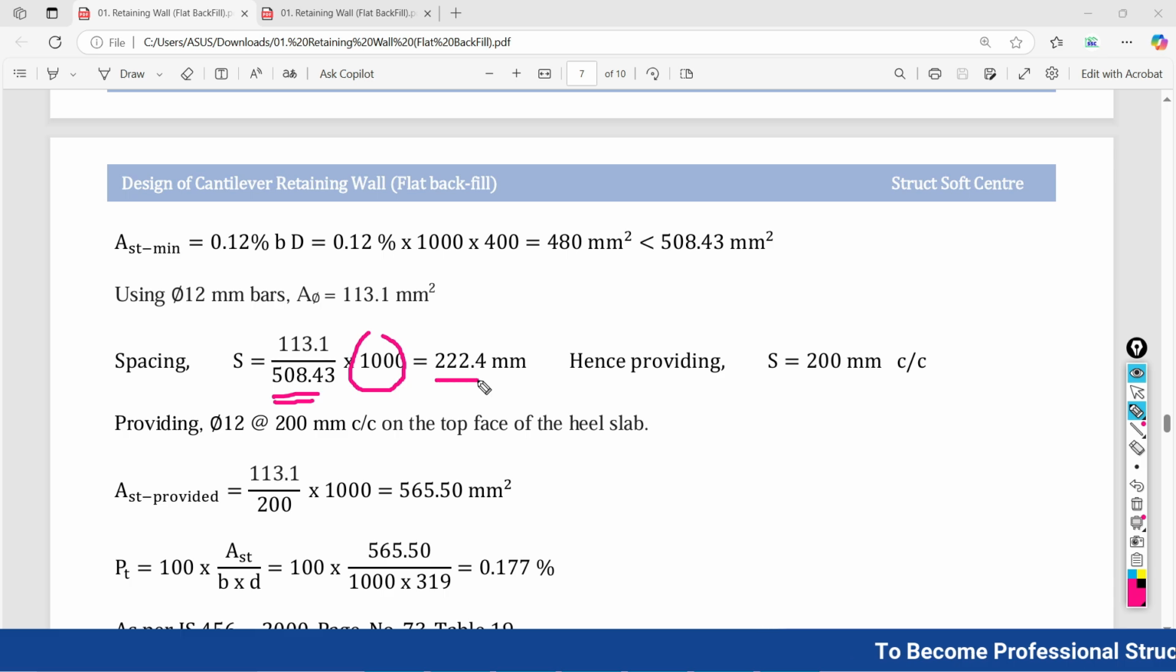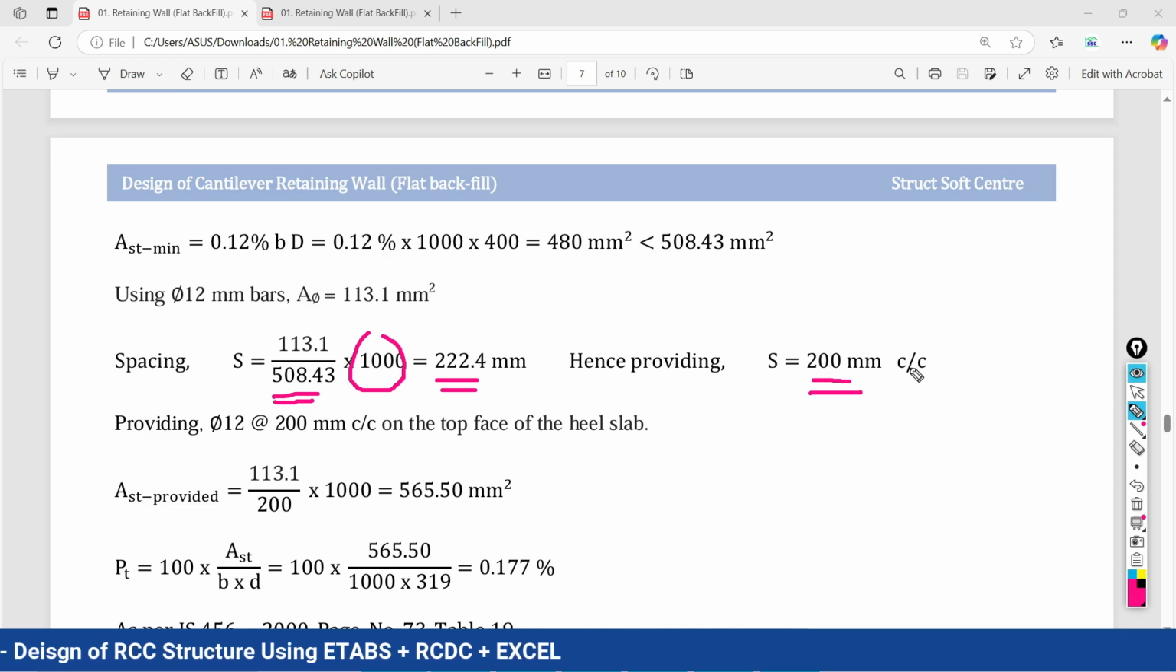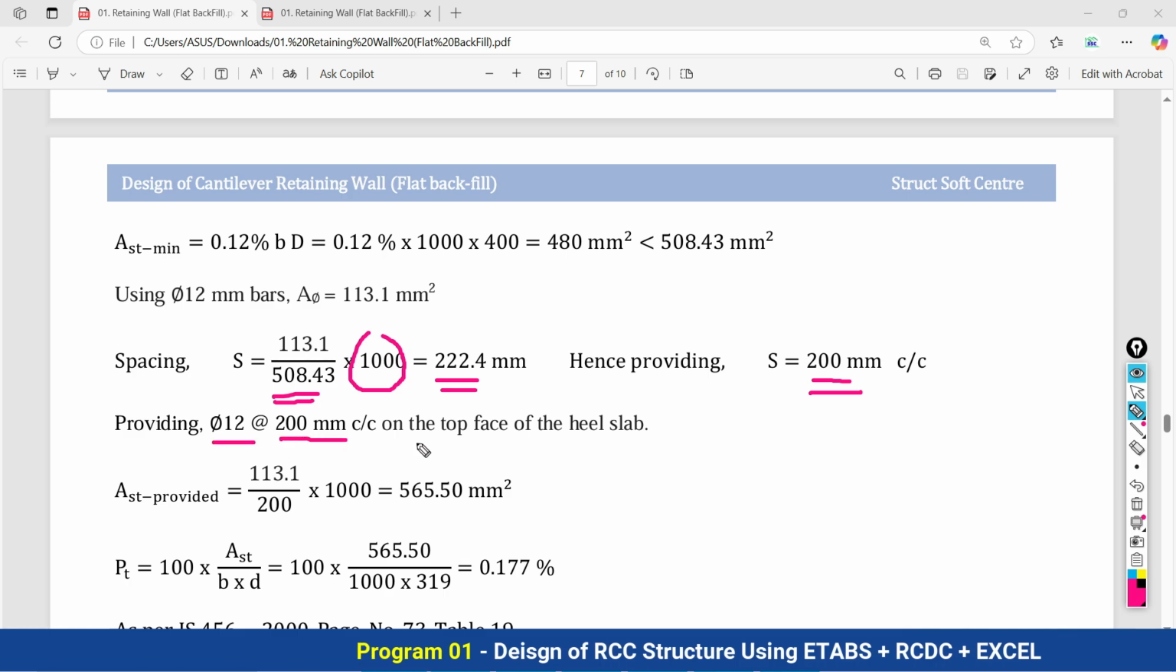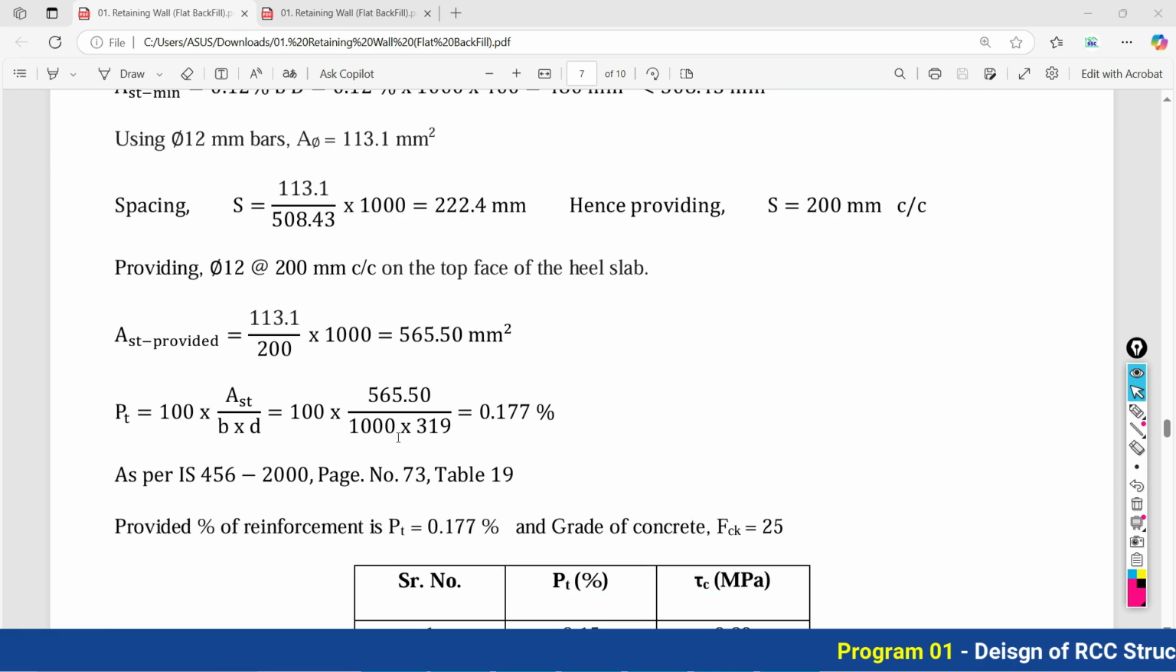So the spacing required to provide is 222, but normally we are providing the spacing in a round of 25 mm. So we are going to 200 mm center to center spacing. So 12 mm diameter of bar at 200 mm center to center on the top face of the heel slab, we are going to provide the main reinforcement.